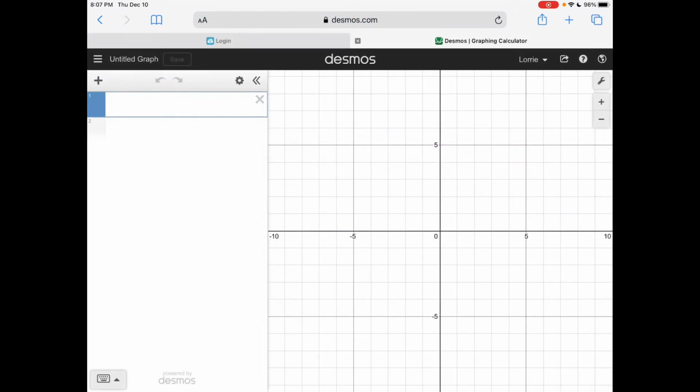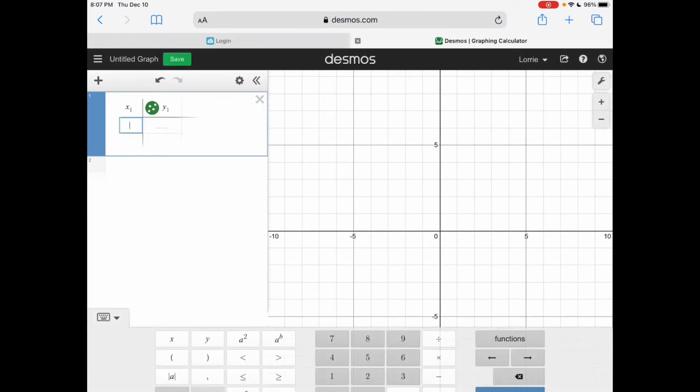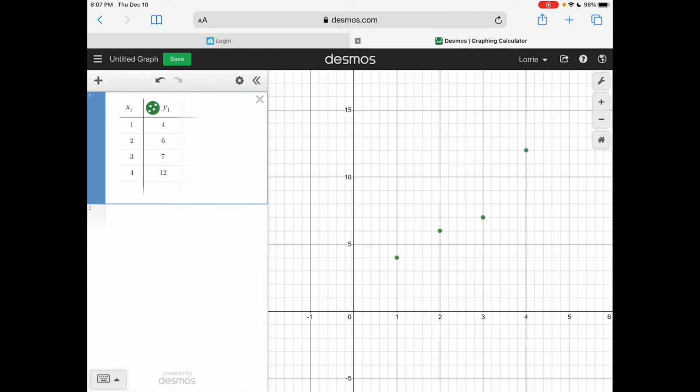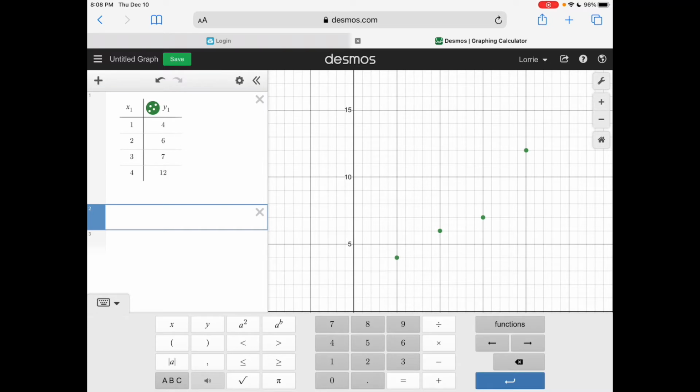Once you're over here in Desmos, you're going to select the plus button and hit table. We have x1 and y1, and we're going to put in our values. We have 1, 2, 3, and 4. And then for our y values, we have 4, 6, 7, and 12. You can hit the little zoom at the bottom of this square right there, and it will zoom in on your data so that you can see it well. And now I can see all 4 points.